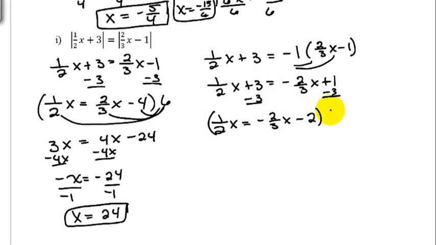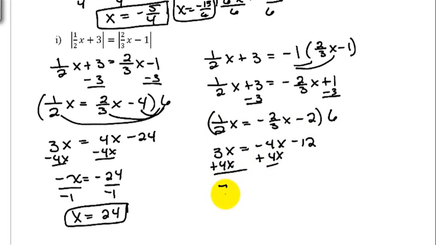And again, multiply everything by 6 to get rid of our fractions. 1/2 times 6 is 3, so that gives me 3x. And 2/3 times 6 is 4, so that's -4x. And -2 times 6 is -12. Now I want to add 4x to both sides. We get 7x equals -12, and then divide both sides by 7. And we get x is equal to -12/7.